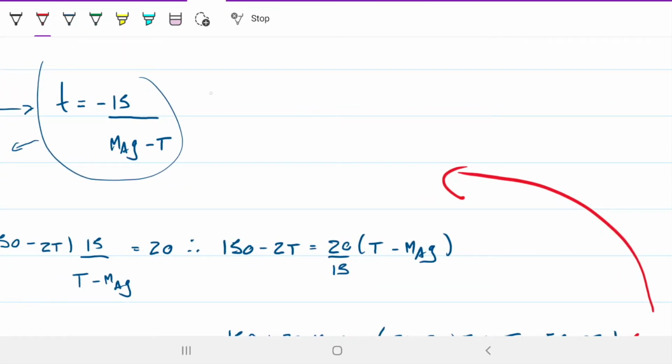And then for the time, all we need to do is apply it over here. The time is just minus 15 divided by 3 times 9.81 minus the 56.77. And this turns out to be 5.486, so let's approximate that to 5.49.